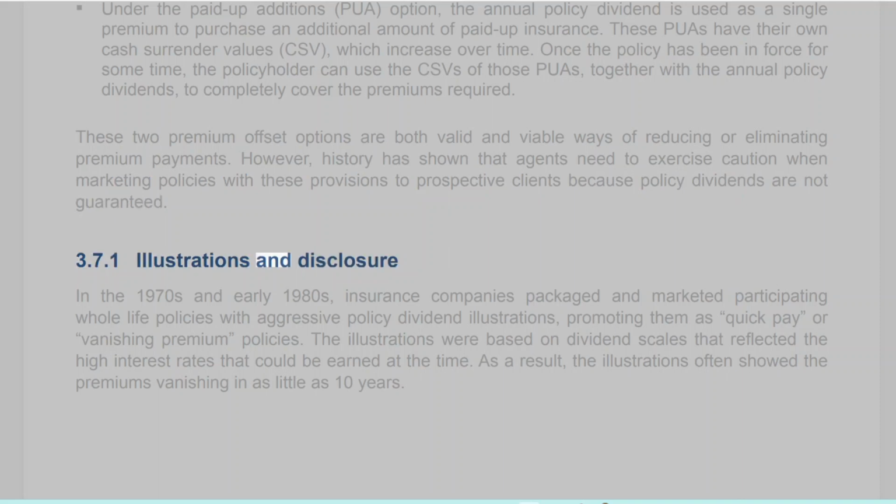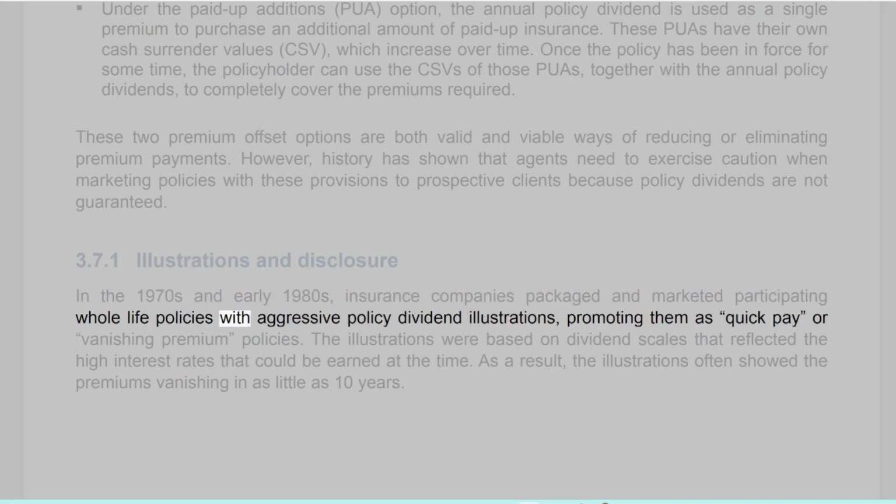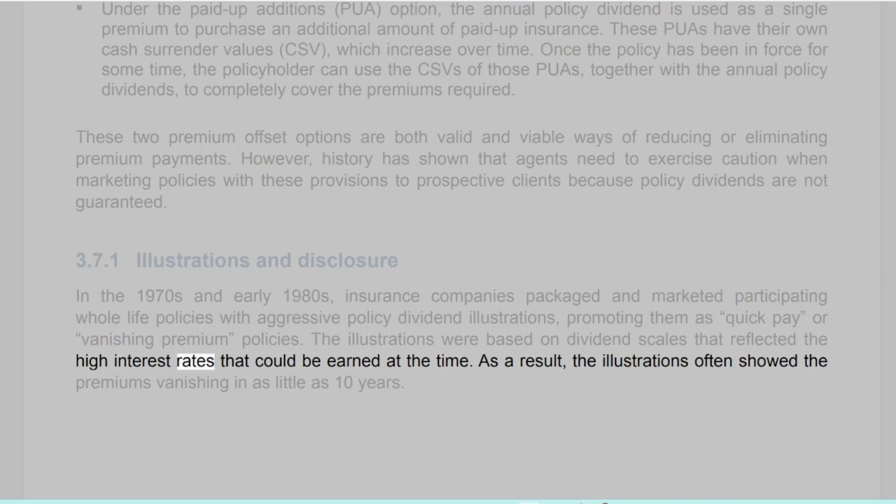3.7.1 Illustrations and Disclosure. In the 1970s and early 1980s, insurance companies packaged and marketed participating whole life policies with aggressive policy dividend illustrations, promoting them as quick pay or vanishing premium policies. The illustrations were based on dividend scales that reflected the high interest rates that could be earned at the time. As a result, the illustrations often showed the premiums vanishing in as little as 10 years.